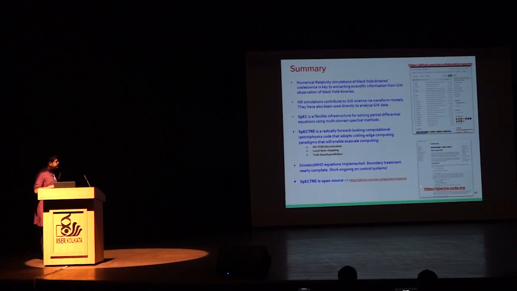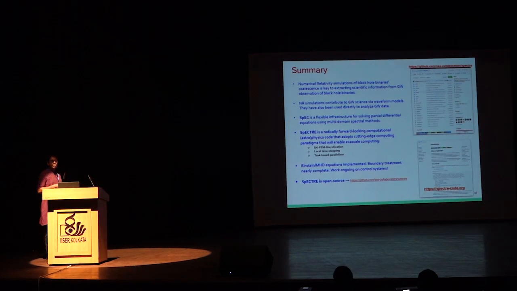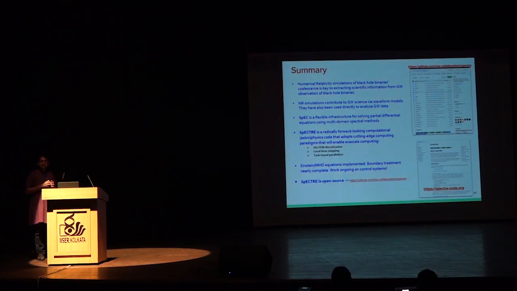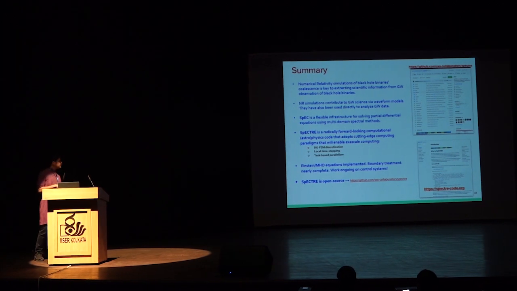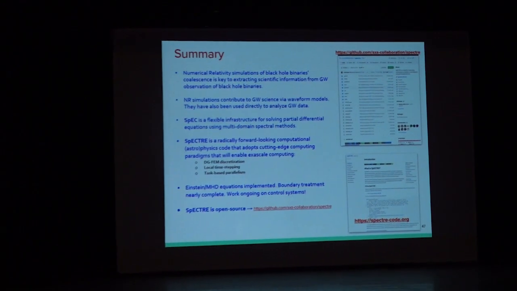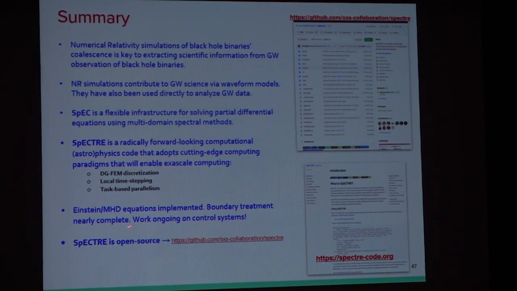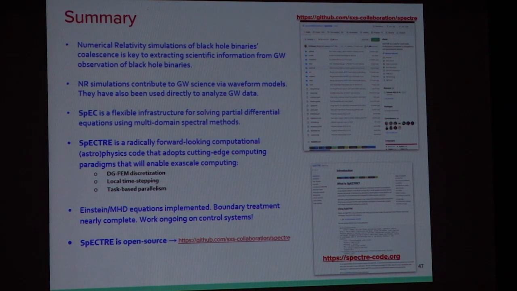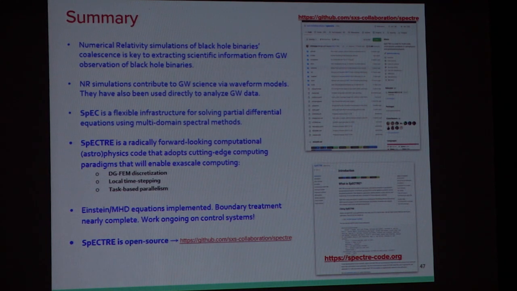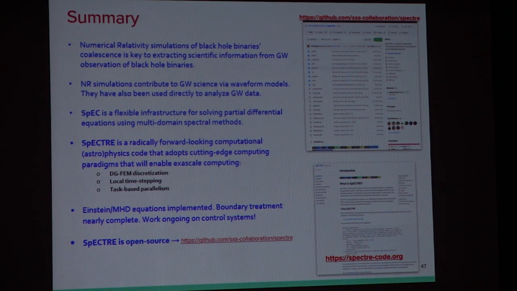So Spectre is open source from the beginning. It's also a radically different computational astrophysics code. It's designed to solve any astrophysics or just physics problem that you may want, not just numerical relativity. And the key benefits of Spectre are these three, which I already discussed and illustrated. And finally, the status of Spectre is such that most of the equations have been implemented. Some of the technical aspects of handling black holes still need fine tuning. So that's the stage that we are at.